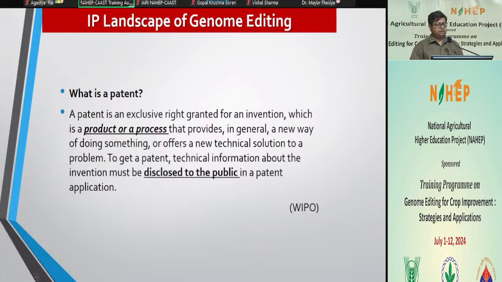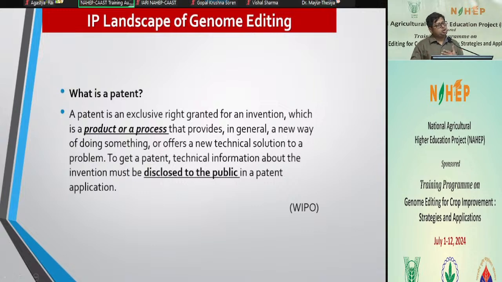So what does it mean? It means that you are disclosing whatever you have developed, the process which you have developed or the steps you have used in your innovation. You are disclosing it to the general public. And why is this disclosure important? So that other people can work on that, they can improve it further, right?